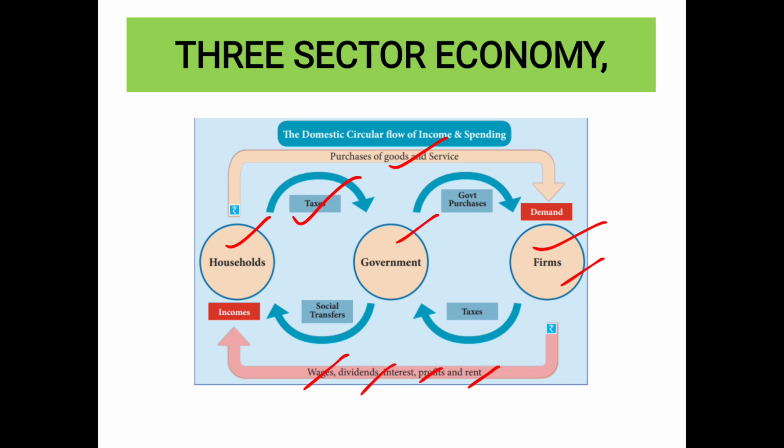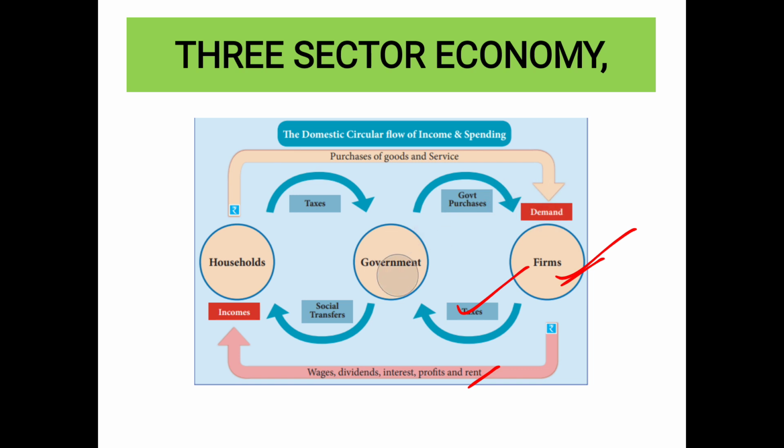And what does the government do in return? It does social transfers, that is, doing something useful towards the society as such. Now from the government, you can see government purchases take place. From where does the government purchase? The government purchases from the firms. In return, what does the firm do? The firm pays tax towards the government.